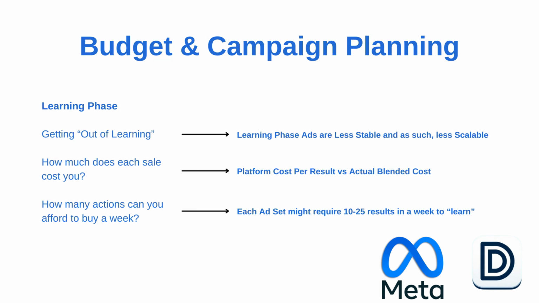How much does each sale cost you? We have to remember that this is also a platform cost per result versus an actual blended cost. What's important to remember here is that the data inside of Meta is only built on what it can see. And this is where attribution comes into play. A lot of people think attribution is around what credit Meta takes for results, but really it's just about what results are you letting Meta see to ultimately make more decisions. And what's really important to understand is if you make 100 sales in your business, but Meta only sees 1 sale, then that means getting out of the learning phase is gonna take 100 times longer.